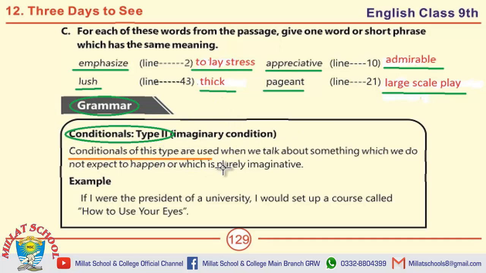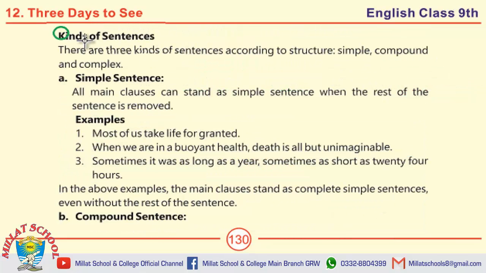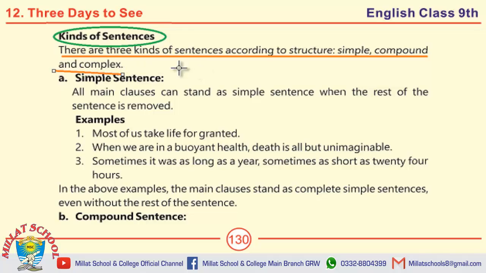Conditions of this type are used when we talk about something which we do not expect to happen or which is purely imaginative. Look at the examples. If I were the president of a university, I would set up a course called How to Use Your Eyes. Next topic is kinds of sentences. There are 3 kinds of sentences according to the structure: simple, compound, and complex.